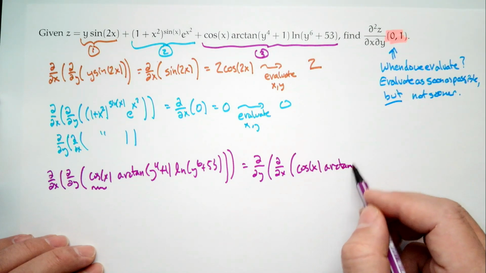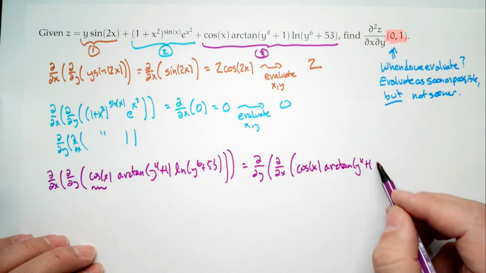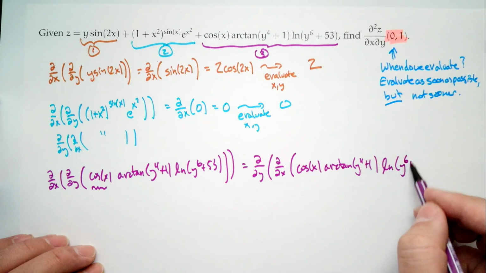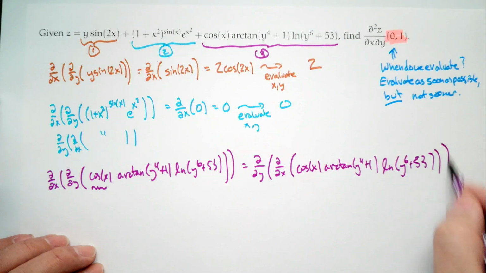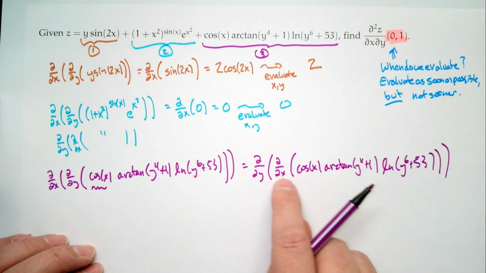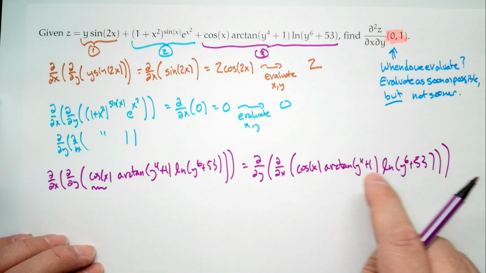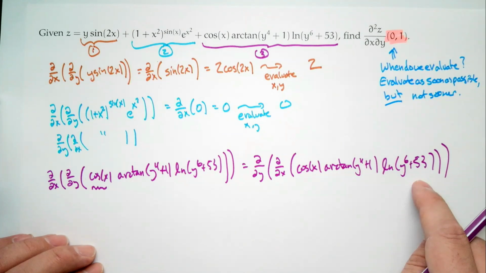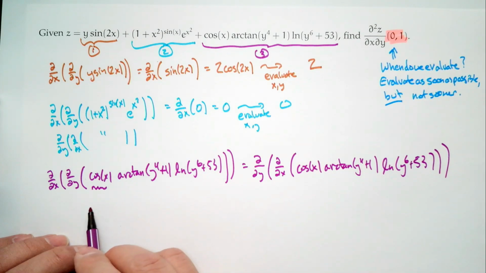And the hard part about this problem is just rewriting stuff. So we have to be very patient as we wait for the copy machine to finish. All right. So what's the derivative with respect to x of cosine of x times arctangent of y to the 4th plus 1 times log of y to the 6th plus 53?